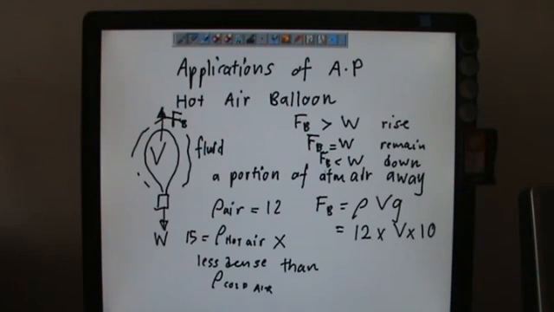So you can control the amount of air inside the balloon to control the volume. Okay, you can make the balloon bigger, you can make the balloon smaller. Another factor is the hot air inside is less dense than the cold air outside. So less dense air will actually help the balloon to go up even more.